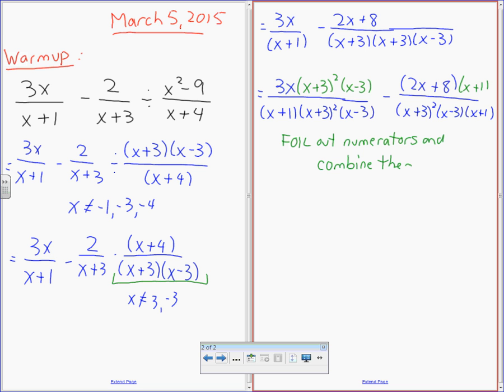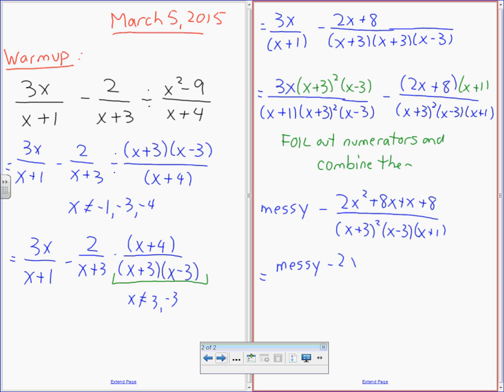Okay, got a question? Yeah, after you FOIL the right side or whatever, do you have to think of putting a negative 1? Yes. So it'd be like negative, so let's do the top right, okay, because that might be easier here just to see. So this is going to be messy minus, it's going to be 2x squared plus 8x plus x plus 8 all over x plus 3 squared x minus 3 x plus 1. So this would equal messy minus 2x squared minus 9x minus 8.